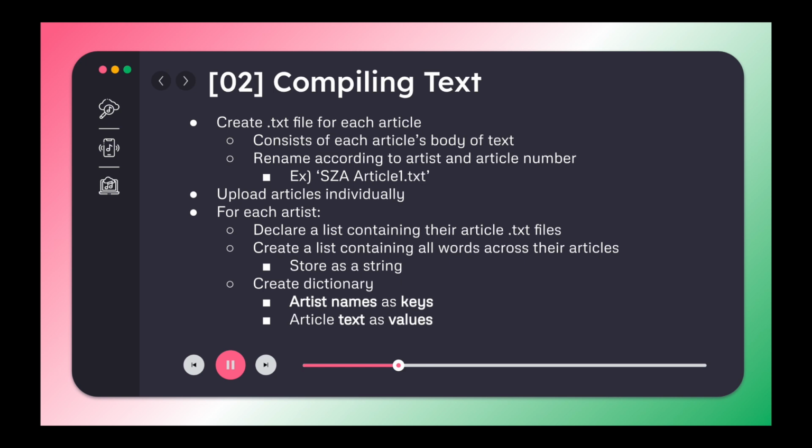Step 2, compiling text. To compile our text, we copied and pasted the main body of each article into their own Google Doc file, and then converted each of these files into a text file. We renamed these articles to show the artist that the article pertains to, and then numbered them out of 3. After this, we uploaded all of our text files into our code. For each artist, we declared a list of their 3 articles and a list that combines all of the words across the 3 articles, and then finally created a dictionary that has the artist names as keys and the words from the articles as the values.